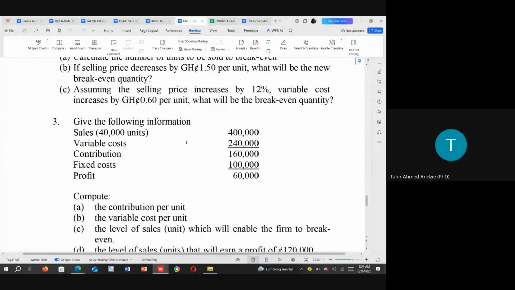Okay, and if total contribution is 160,000, what will be the contribution per unit? How will you get it? So you divide the 160,000 by the 40,000. Exactly. That's what we did, and we got 4. Any confusion?